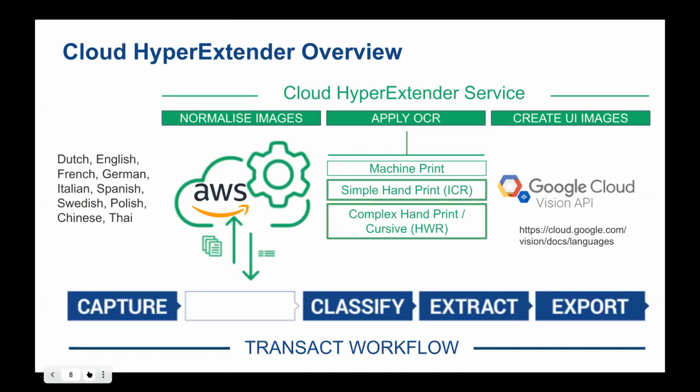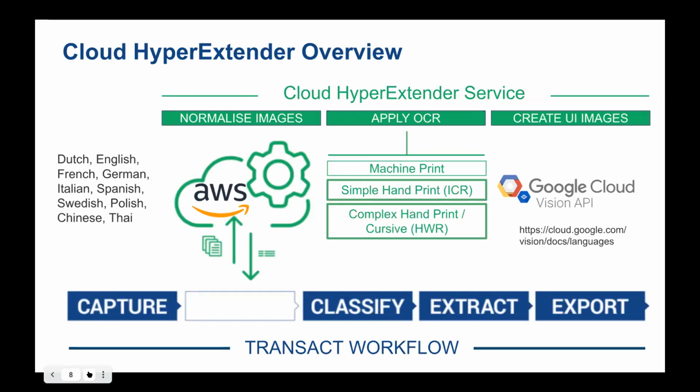Now, let me go over how we're integrating Google Cloud Vision and quickly go over how our premium Cloud Hyperextender service works with our Transact product. But before I do so, let me distinguish between our two cloud offerings. We offer two cloud solutions as a product. First, we offer Transact Cloud, where we host Transact and its infrastructure, and we give you Transact as a service. Second, we offer the supplemental premium Cloud Hyperextender service, which works alongside Transact, whether you bring up Transact yourself or you use Transact Cloud.